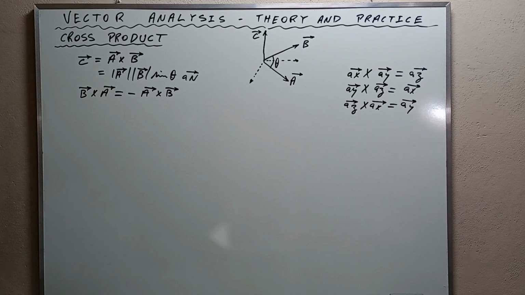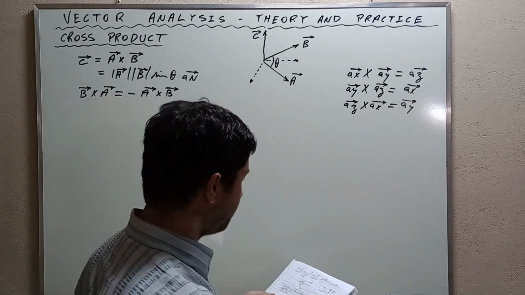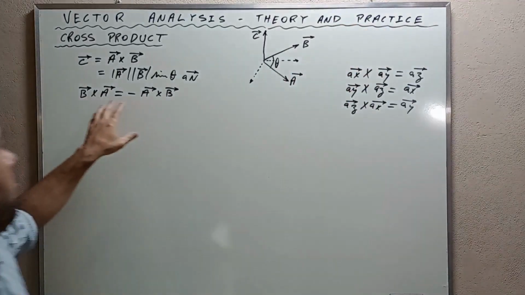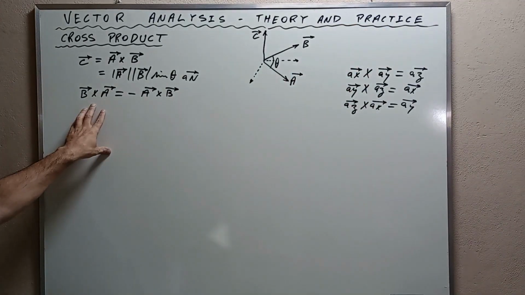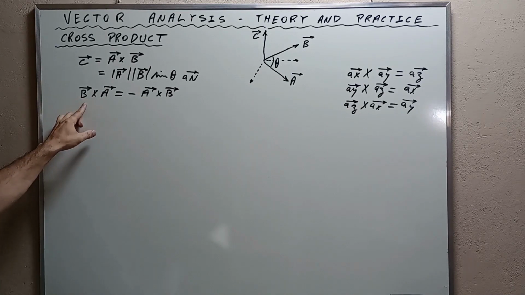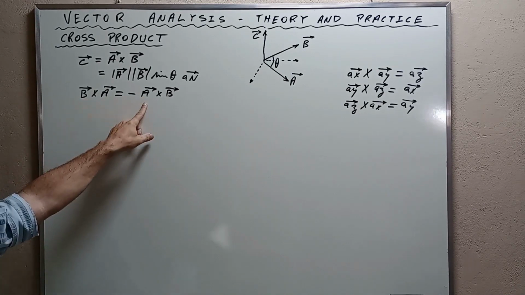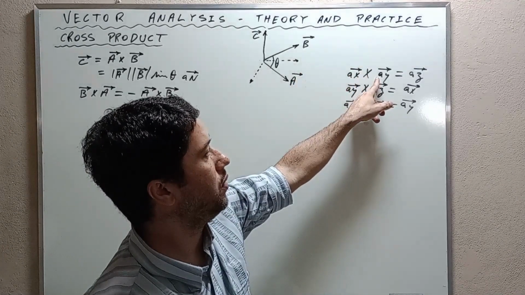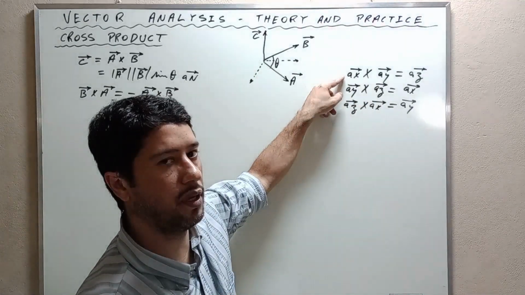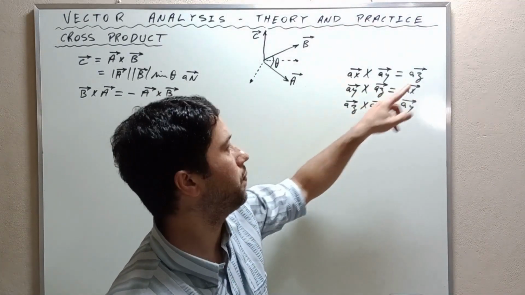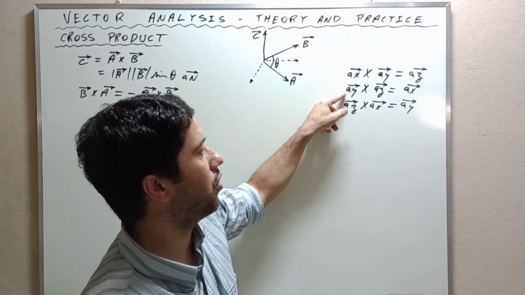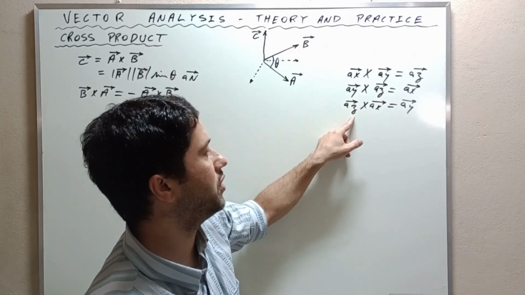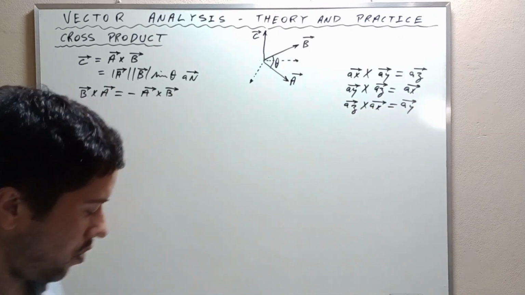And observe also that if we reverse this, follow this rule here. B cross A is the negative of A cross B. So AY cross AX is negative AZ. AZ cross AY is negative AX. AX cross AZ is negative AY, alright?